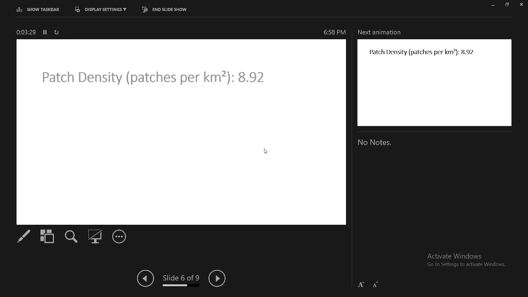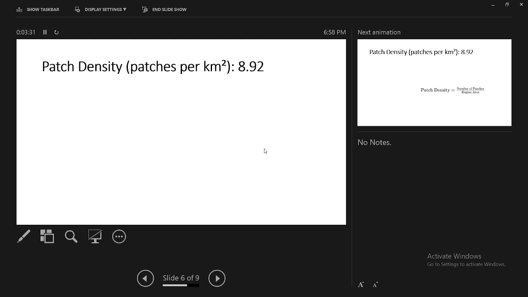And now patch density. Basically, this is the formula for patch density: the number of patches divided by the total region area. Suppose in this case I found a patch density of 8.92 patches per square kilometer. We found this type of result.